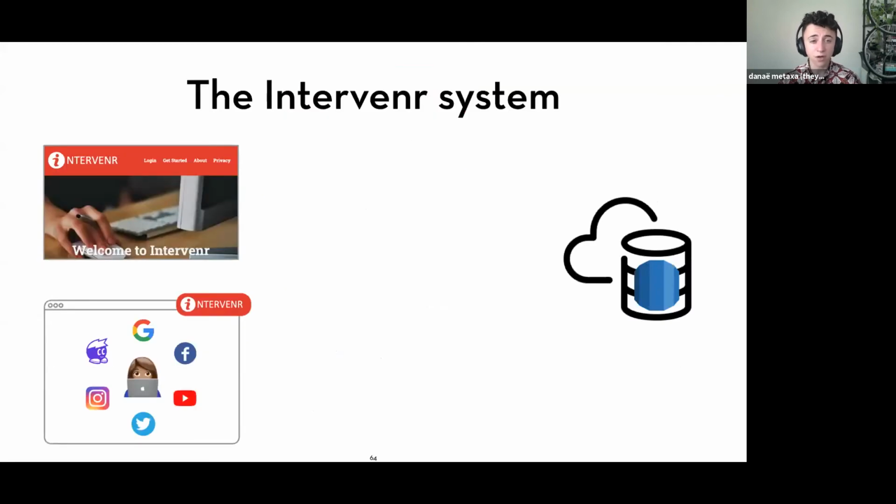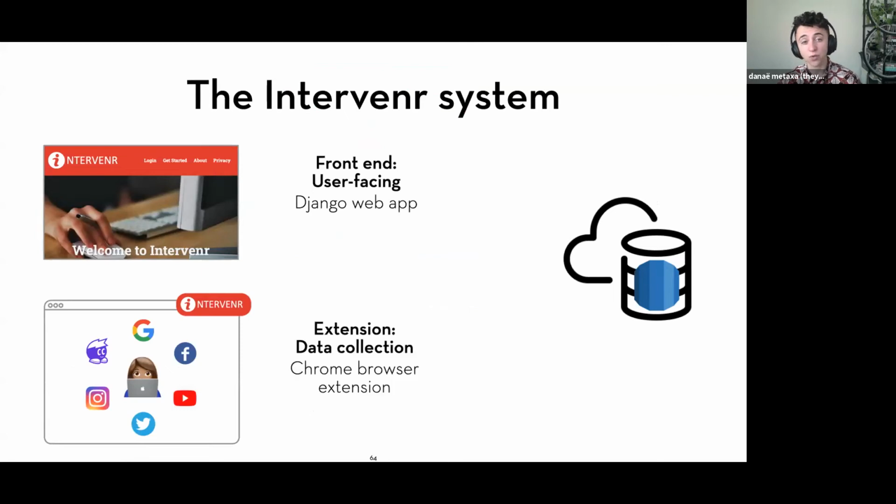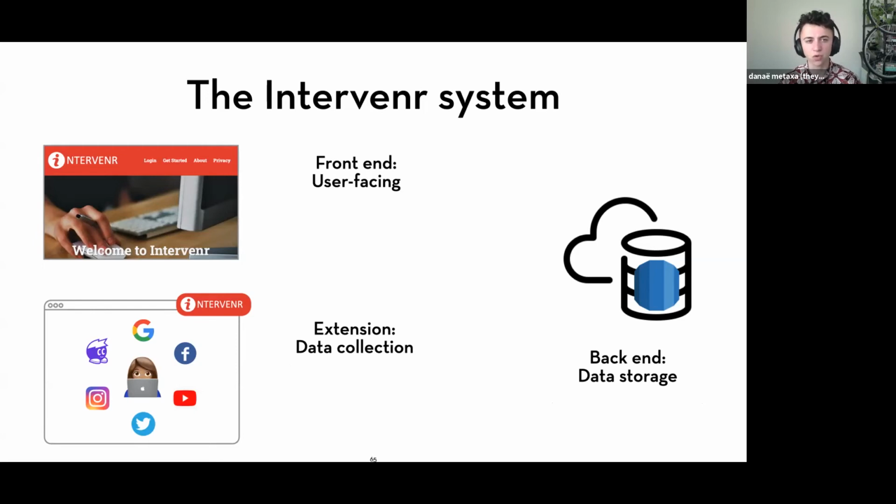So the system has 3 parts. The first is the front end, a Django web app. The second is a Chrome browser extension. And the third is the back end implemented using AWS relational database services. And I'll explain briefly what these 3 parts do.